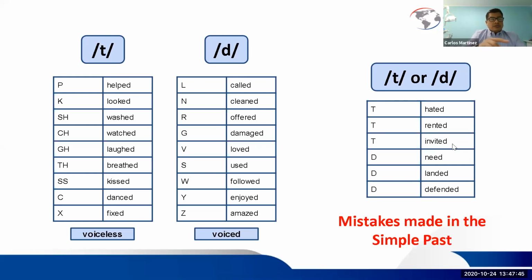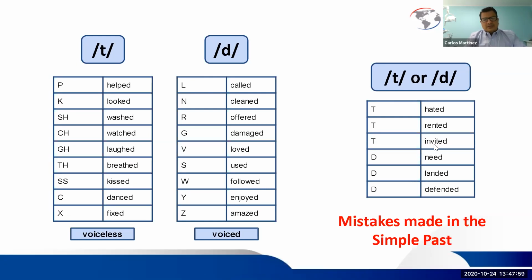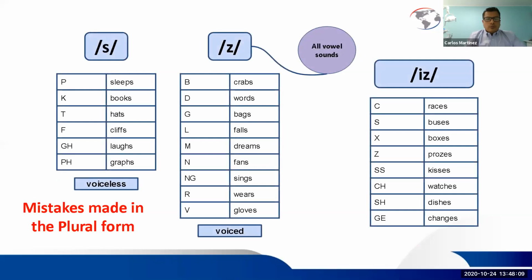So this is one reason why it's important to learn the difference between voiced and voiceless. If it's voiced, you're going to say d. If it's voiceless, you're going to say t. And if it's T or D, you're going to say -ed: invited, landed, defended. Another common mistake happens when we talk about the plural form.